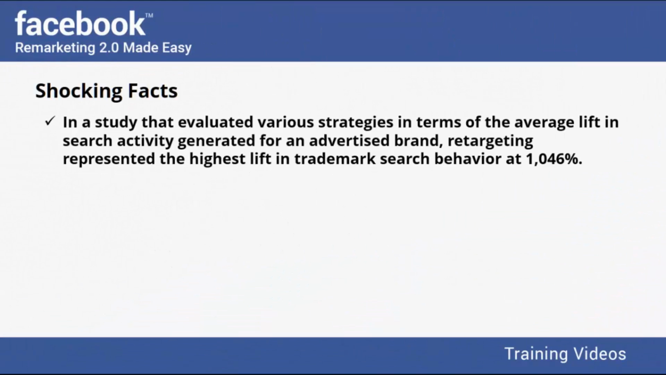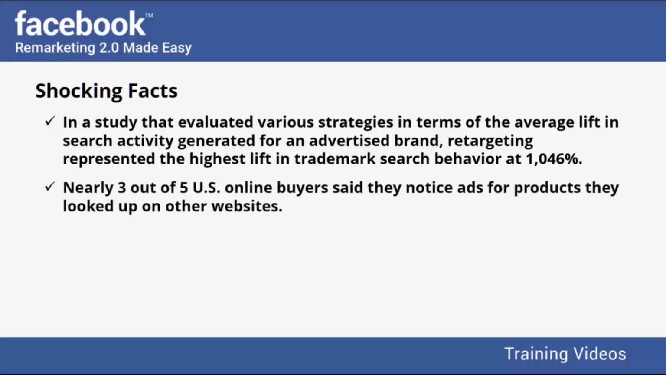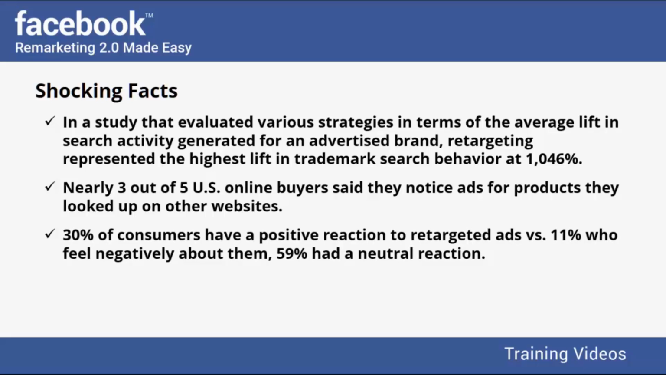Shocking facts. In a study that evaluated various strategies in terms of the average lift in search activity generated for an advertised brand, retargeting represented the highest lift in trademark search behavior at 1,046%. Nearly 3 out of 5 U.S. online buyers said they noticed ads for products they looked up on other websites. 30% of consumers have a positive reaction to retargeted ads versus 11% who feel negatively about them. 59% had a neutral reaction.